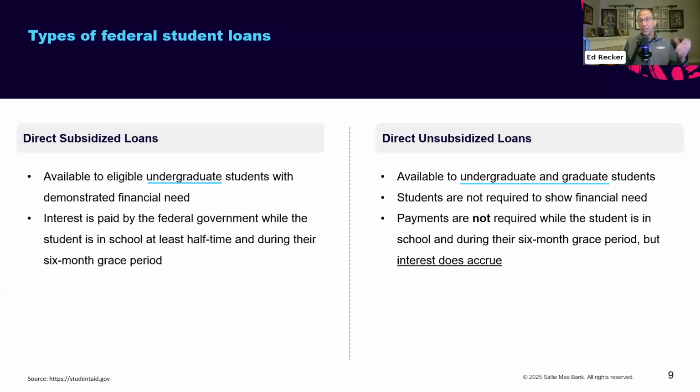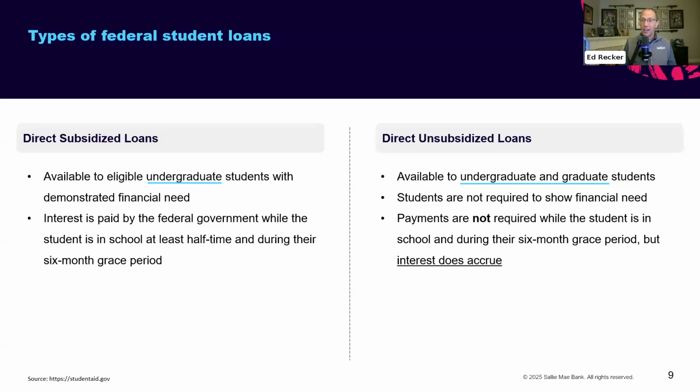If they subtract your SAI, student aid index number, from that cost of attendance, and it's a positive number, that means that you have unmet need, or in this case, demonstrated financial need. And there's a good chance that you're eligible for a federal direct subsidized loan. If it's a negative number, you're only eligible for a federal direct unsubsidized loan. So that said, we're going to continue on the path of subsidized loans.